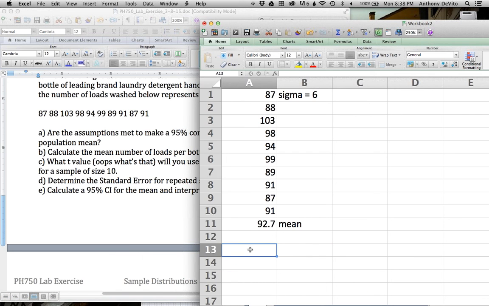So what is my standard error? What is the distribution of my repeated samples? It's equal to 6 divided by the square root of what? Sample size, 10. Wonder if that'll work. Let's see if it'll work. Yeah, it worked. Okay, so what is the standard error? It is equal to 1.89.